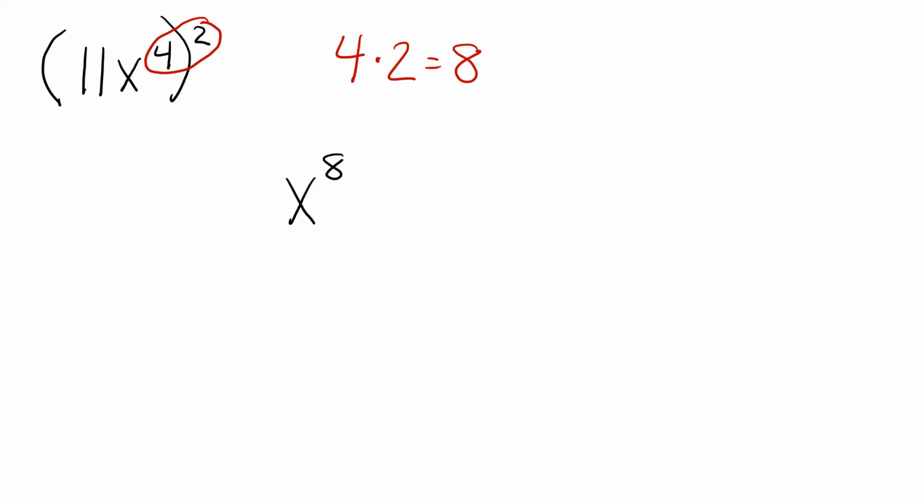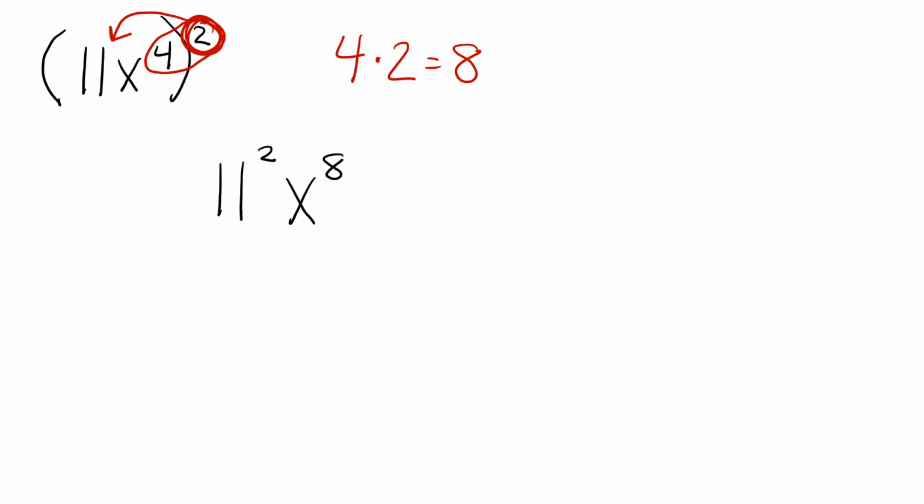For this one, we have 11x to the 4th raised to the 2nd power. Again, the exponents that are side by side can be multiplied. 4 times 2 is going to give us 8, so that would give us x to the 8th power. But we also take the outside exponent, which is a 2, and put it with the coefficient 11, 11 to the 2nd power.